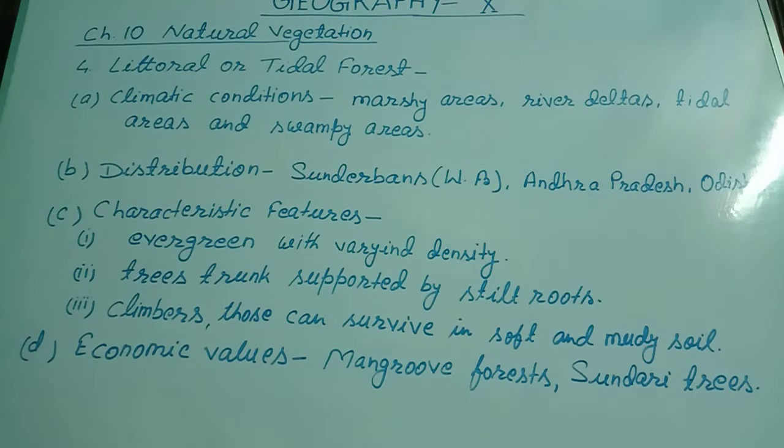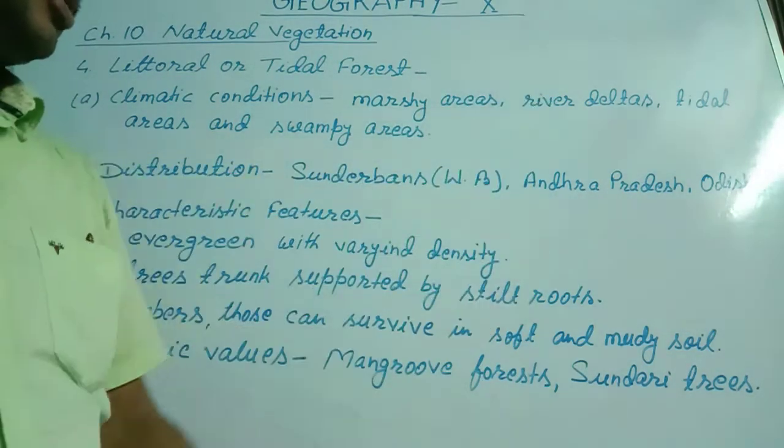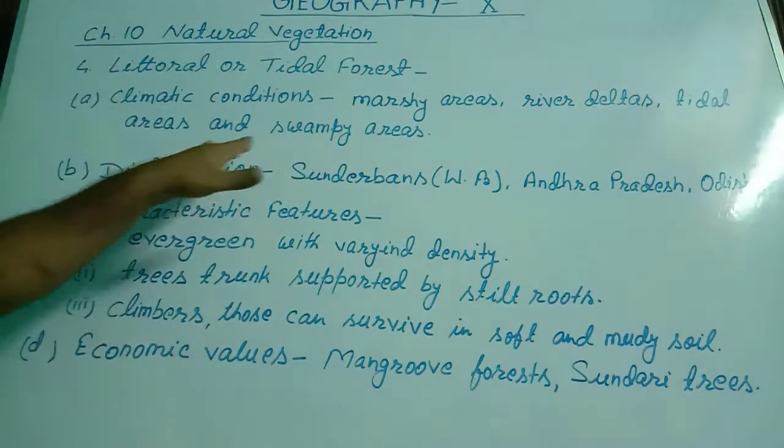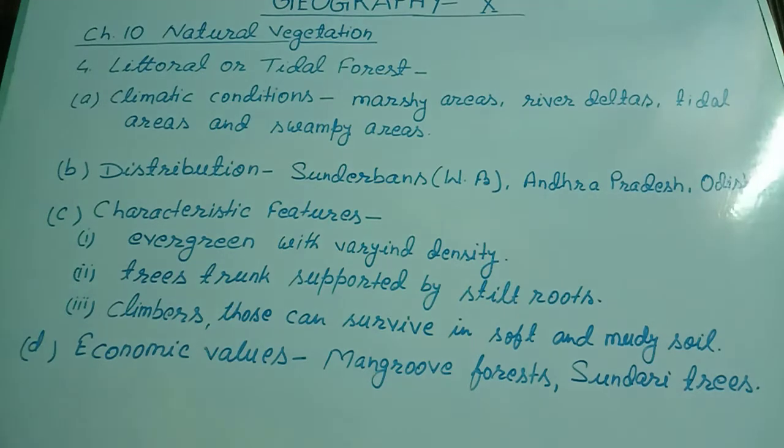These tidal forests are found in marshy areas, river deltas, tidal areas and swampy areas. All these kinds of areas are present at the mouth of the river, that is the end point of the river, where there is logging of water. In those regions we find the littoral or tidal forests.